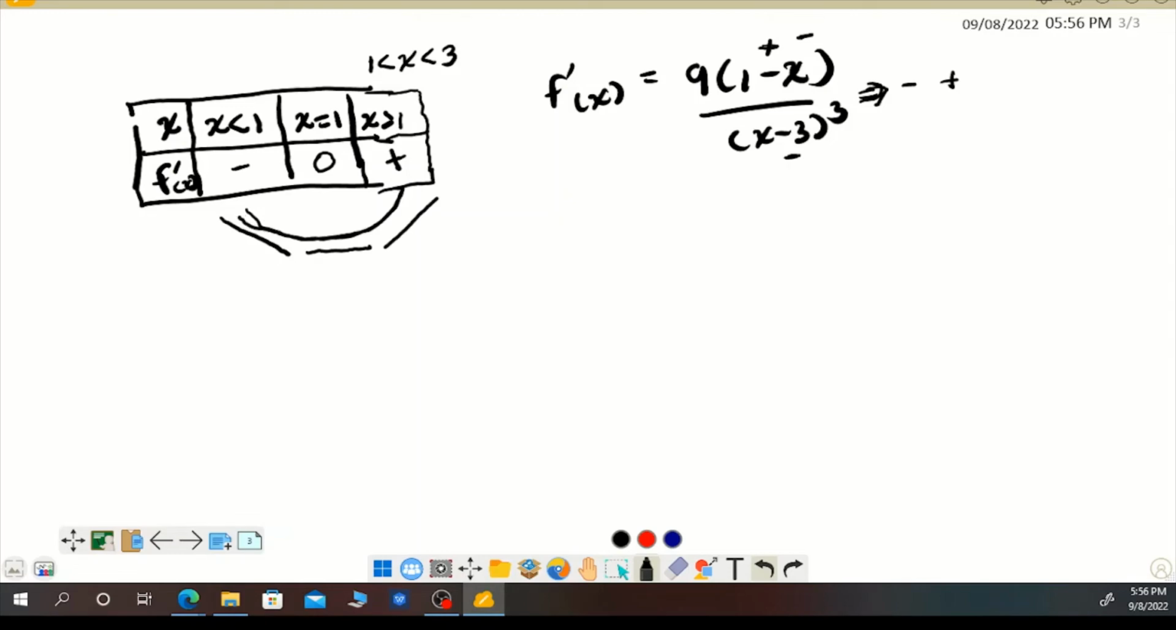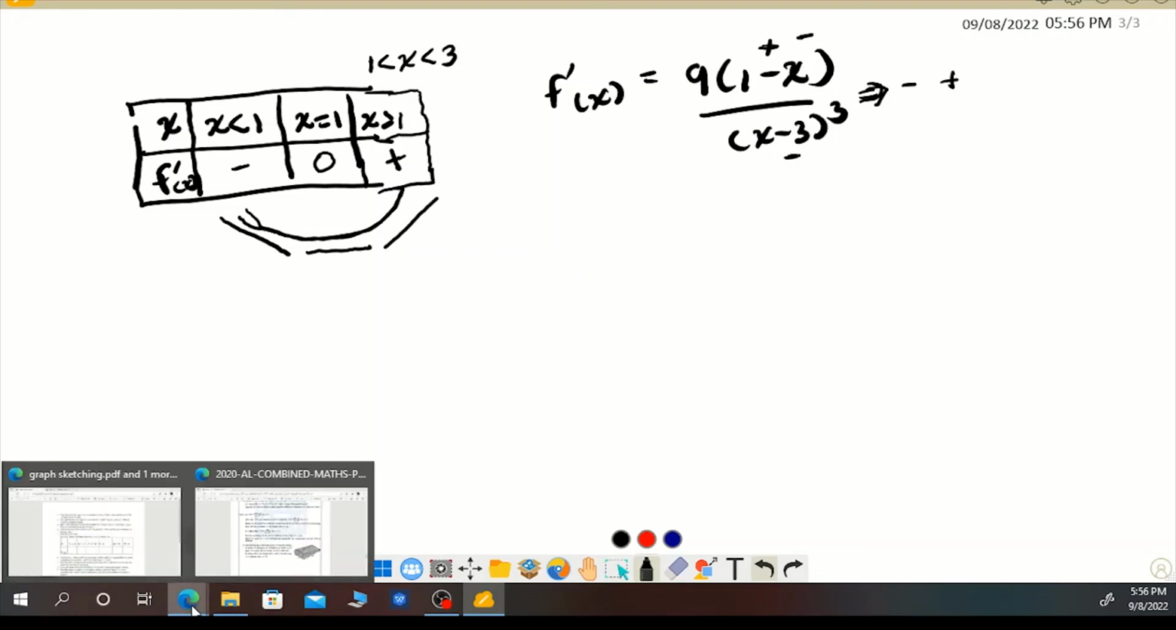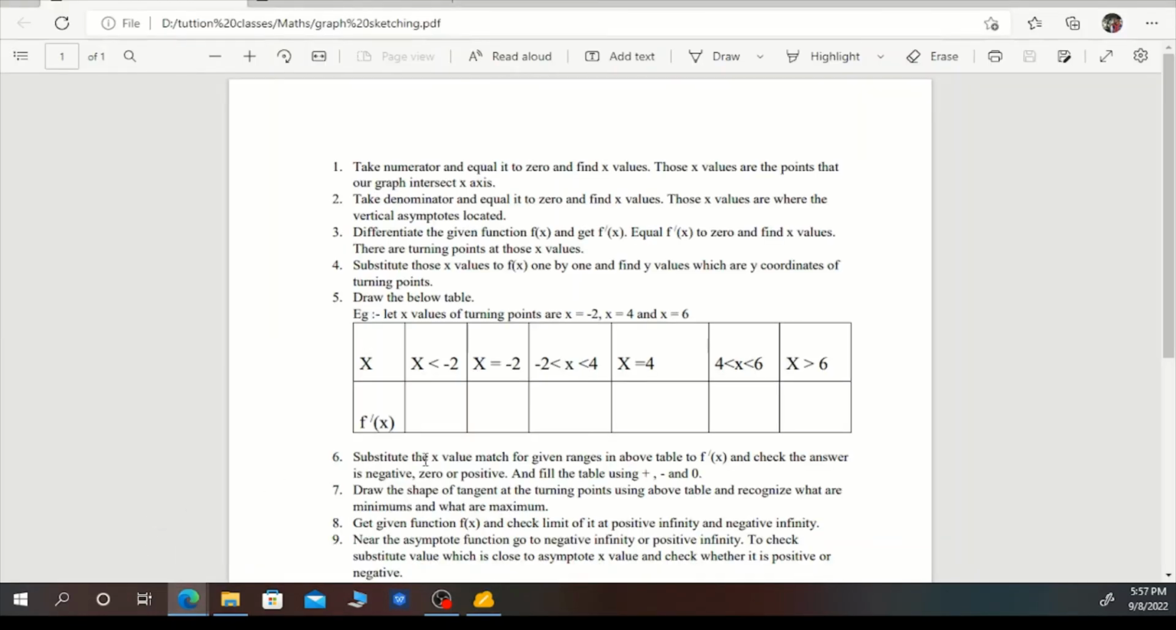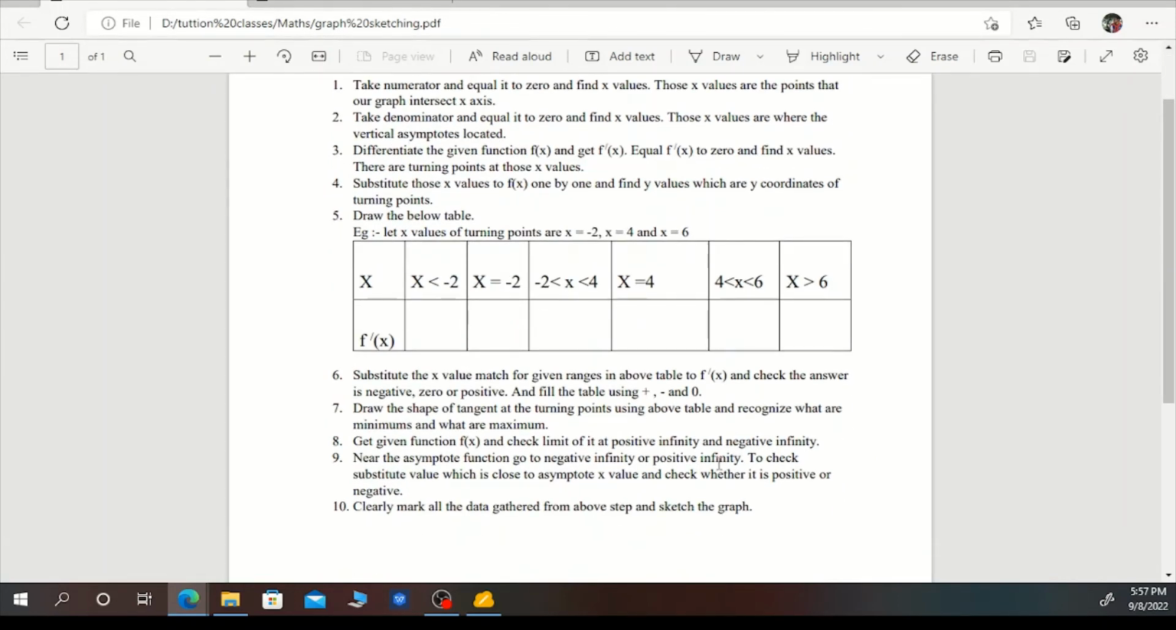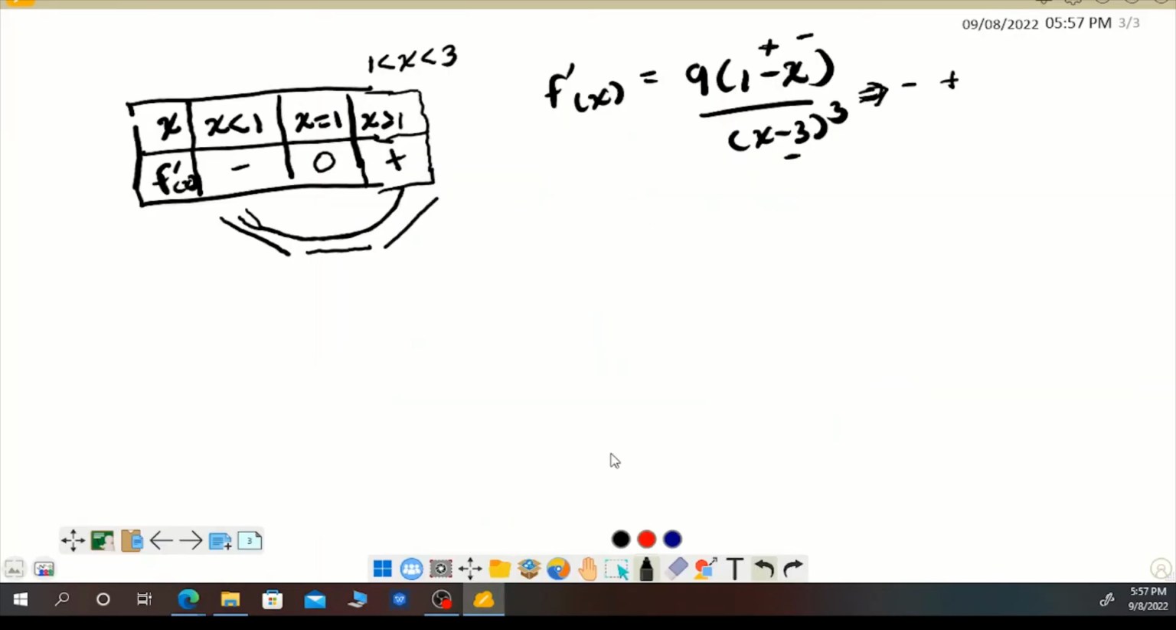Likewise, you can find whether the turning point is a minimum or maximum using this table. So I used that. Draw the shape of the tangents at the turning points using the above table and recognize where the minimum or maximum is. I did that step also. Next, get the given function f(x) and check its limits at positive infinity and negative infinity, right? So now I am going to check the limits at positive infinity and negative infinity.